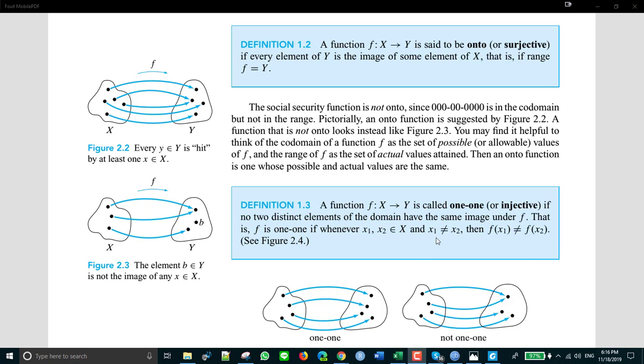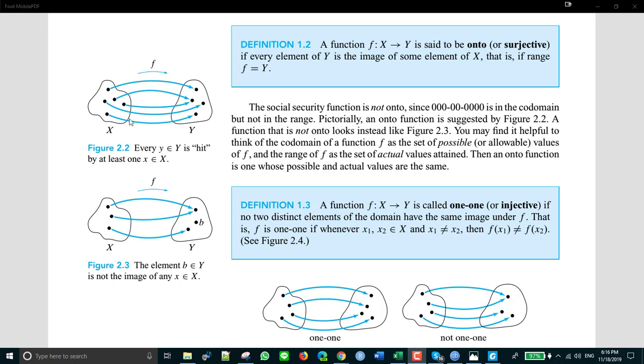And then there's another useful definition, that is 1-1, or I call it 1-to-1, or it's also called injective, if no two distinct elements of the domain have the same image. So going back to here, for example, we have this element and this element both going here. So that is not 1-to-1.